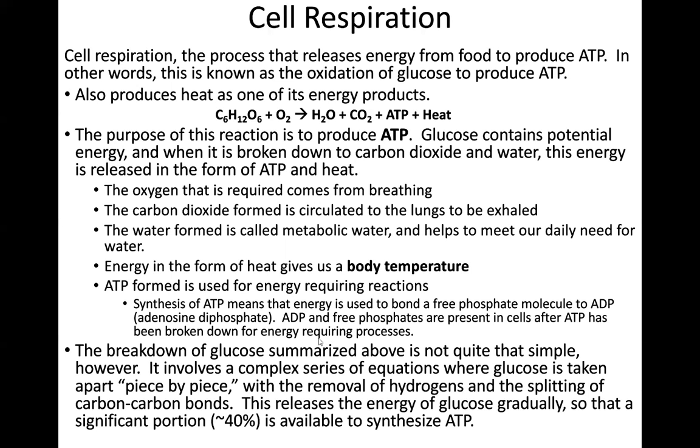Now, the breakdown of glucose summarized above is not quite that simple, however. It involves a complex series of equations where glucose is taken apart piece by piece, with also the removal of hydrogens and the splitting of carbon-to-carbon bonds. This releases energy of glucose gradually so that a significant portion, around 40%, is available to synthesize ATP. The other 60 or so percent is going to be the heat that's produced. So it's quite a bit more complex.